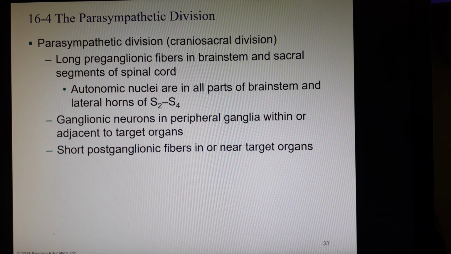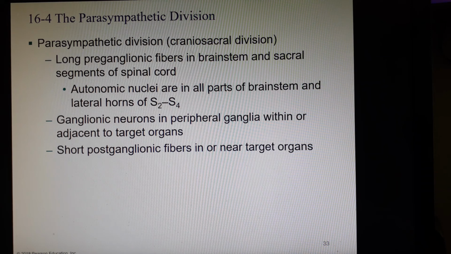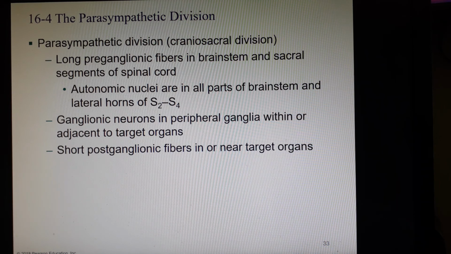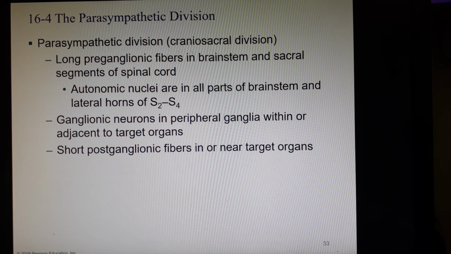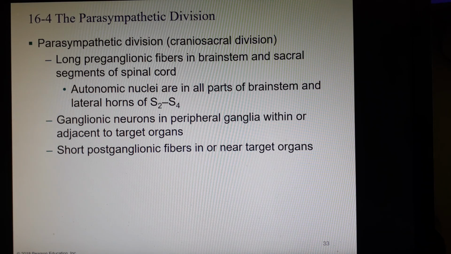Now, they're not in a chain close to the spinal cord like we saw with the sympathetic division, but rather they are all the way out at each individual organ, either beside the organ or actually sometimes inside the organ that is going to be controlling it. So that means that the first neuron, the preganglionic fiber, leaves the lateral horn of the spinal cord, joins the spinal nerve, and has to go all the way out to the organ before it finds the ganglion to synapse with the postganglionic neuron. That means for the parasympathetic division, we have long preganglionic fibers and short postganglionic fibers.